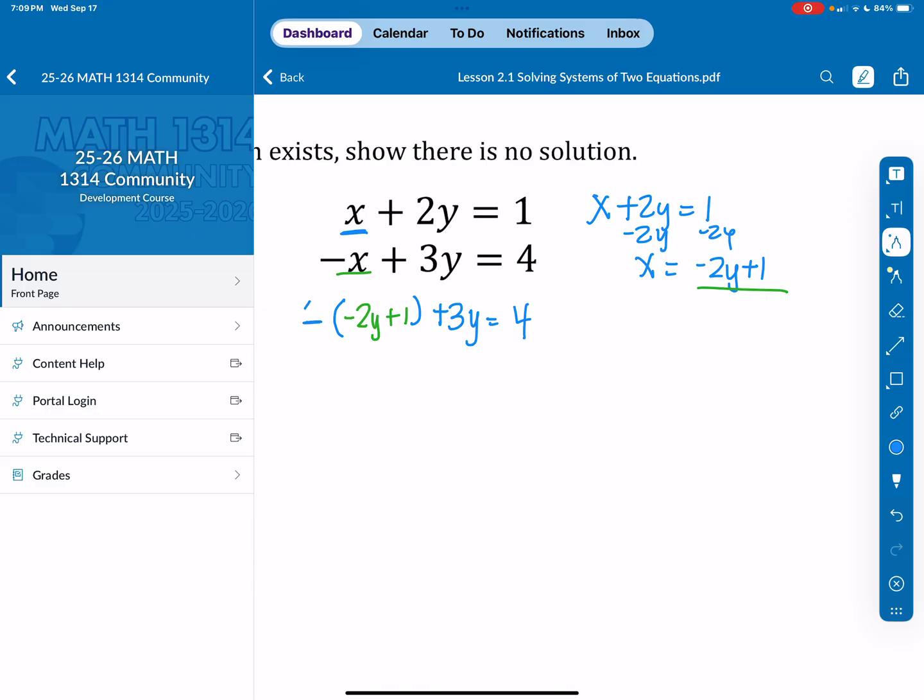All right, and so I'm going to distribute my negative, so I would get 2y minus 1 plus 3y equals 4, so I get 5y minus 1 equals 4.